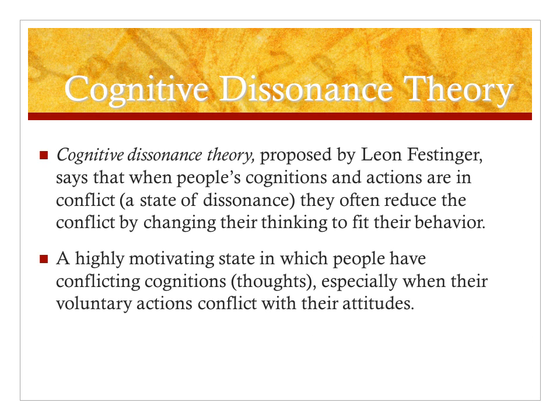Okay, cognitive dissonance, proposed by Leon Festinger, says that people's cognitions and actions are in conflict, a state of dissonance. They often reduce the conflict by changing their way of thinking. Okay, so my example on this one: a highly motivating state in which people have conflicting cognitions, thoughts, especially when their voluntary actions conflict with their thoughts.